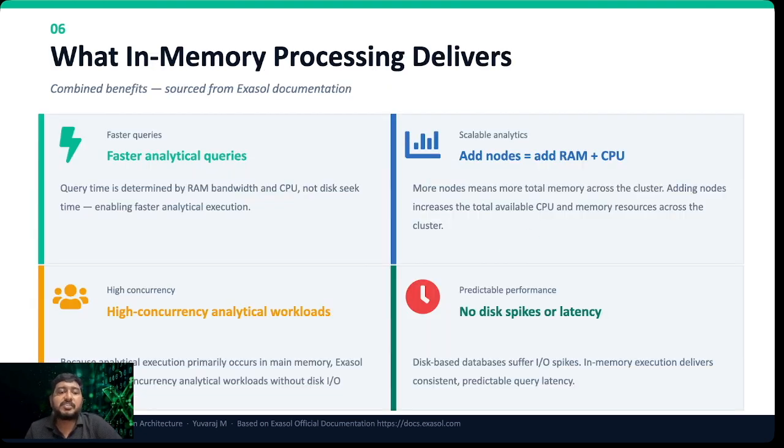So what does in-memory processing deliver? The architectural benefits become very clear when viewed together. Because analytical execution primarily happens in main memory, Exasol can significantly reduce unnecessary disk I/O during query execution. As additional nodes are added to the cluster, both CPU resources and available memory increase. That allows the platform to scale larger analytical workloads while maintaining efficient distributed execution. Keeping frequently accessed data in memory also helps support high concurrency analytical workloads with more predictable performance characteristics.